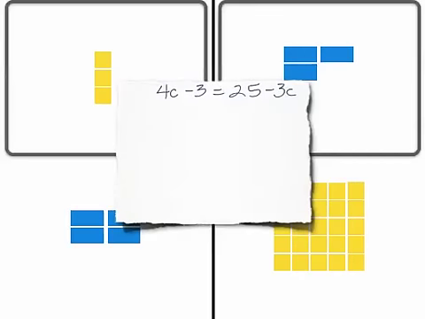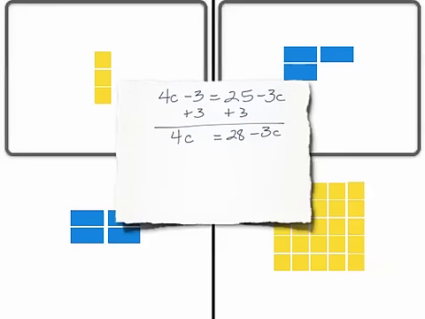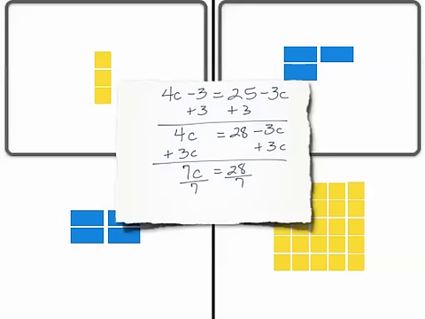Our next example here, 4c minus 3 equals 25 minus 3c. First step I'm going to do is add 3 to both sides. That's going to give me 4c equals 28 minus 3c. Next step, I'll add 3c to both sides. And that'll give me 7c equals 28.